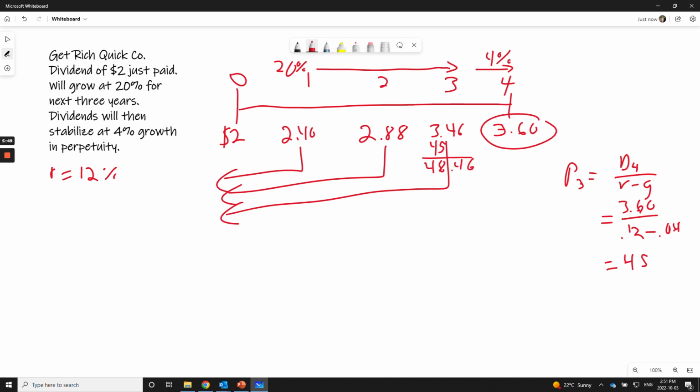$48.46. Now, there are 2 ways I could deal with this. I could value each piece individually back to today using 1, 2, and 3 years, or I could use the cash flow and NPV functions on my calculator in order to do this all in one step. Remember, the $2 we're not using. We're not using that $2 because it's already been received. If I'm buying the company today, I will not receive that $2.